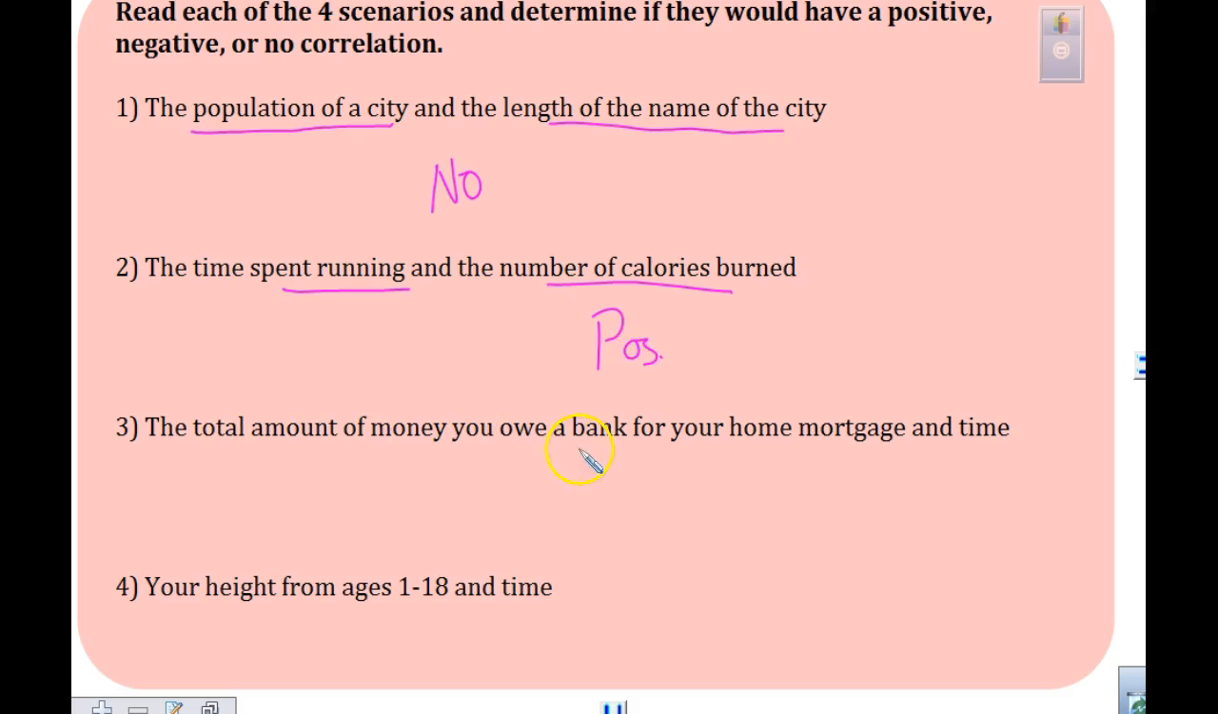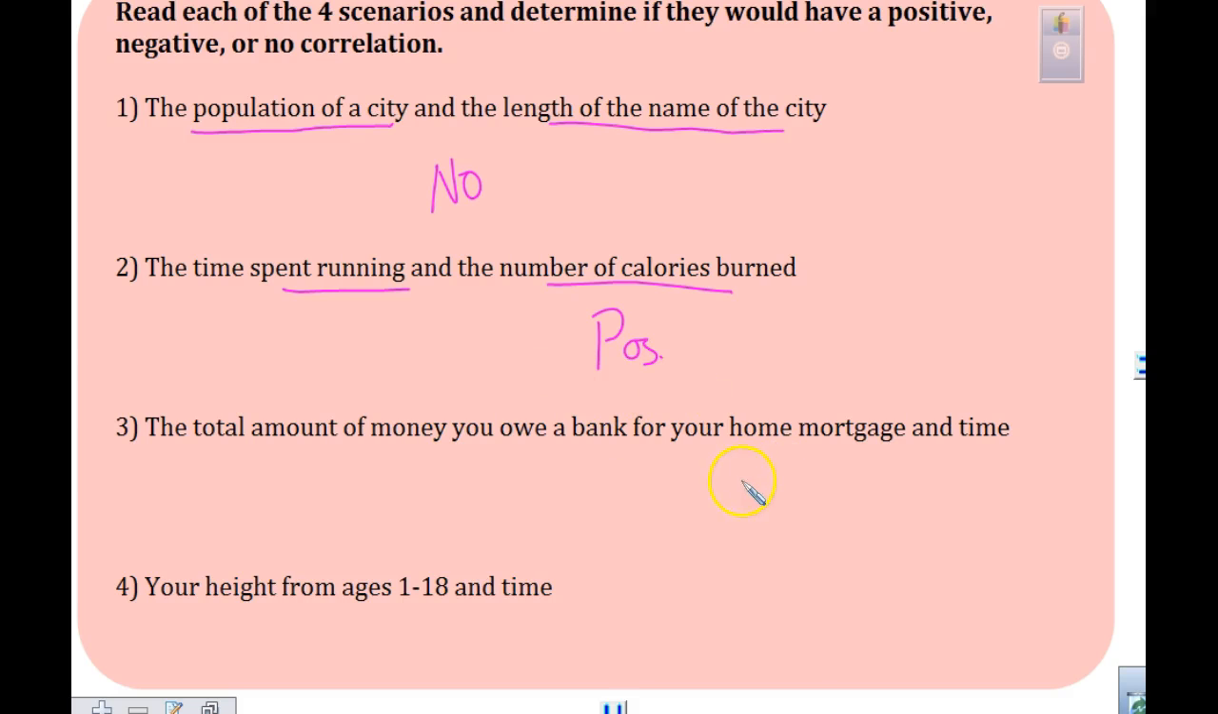The total money that you owe the bank for a home mortgage. Do you guys know what a home mortgage is? Home mortgage is when you go to buy your house, you don't have enough money to buy it, so you borrow money from the bank. So if a house costs $150,000 and I'm going to buy that house, I might only have so much money that I can put down. Maybe I have $20,000 or $30,000, and I can put this down. And then the rest is called a home mortgage.